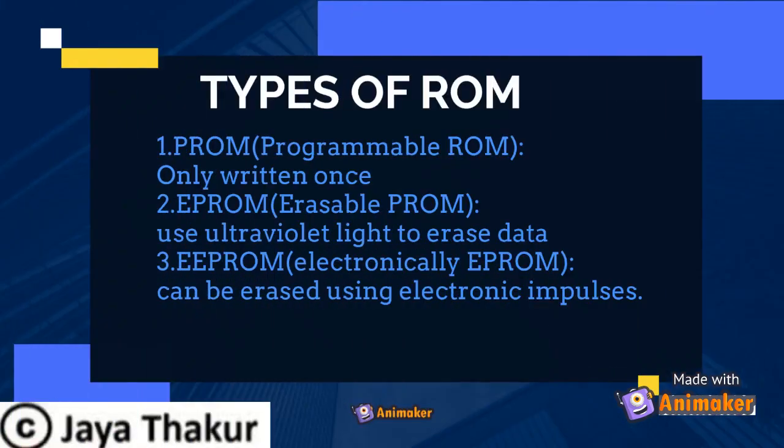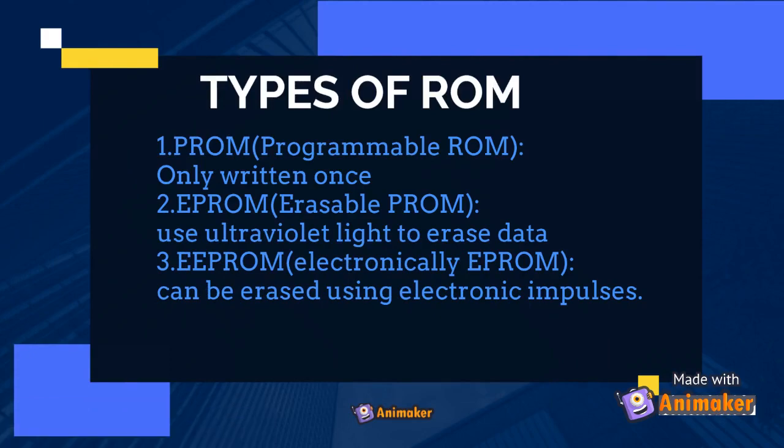ROMs are of different types. First is PROM, i.e., programmable ROM, which can only be written once. Second is EPROM, erasable programmable ROM. Uses ultraviolet light to erase data. Third is EEPROM, electronically erasable programmable ROM. It can be erased using electronic impulses or high voltage.